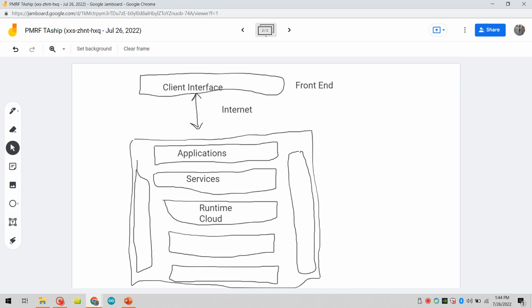The fourth one is your storage, which is provided by the cloud in order to store your data. The fifth one is your infrastructure. Right. The sixth one is your security. And this one is your management, the management which is provided by your cloud.